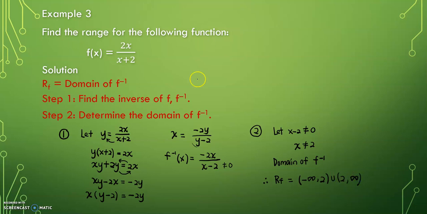So again, I have to remind you that in order to find the range of a rational function, we have to find the inverse first. Next, we will look for the domain of f inverse, because the domain of f inverse is equal to the range of f. So this only happens for rational functions.